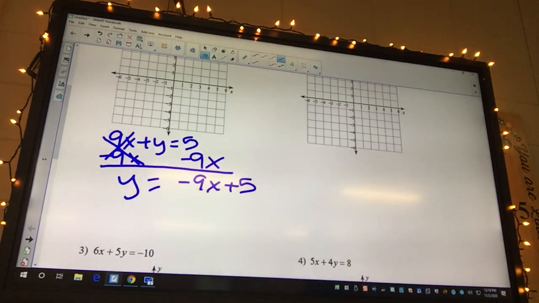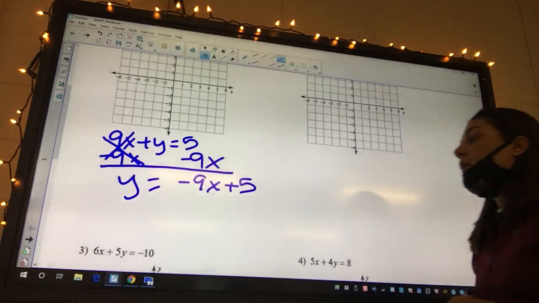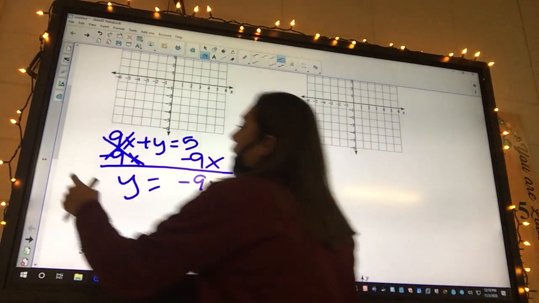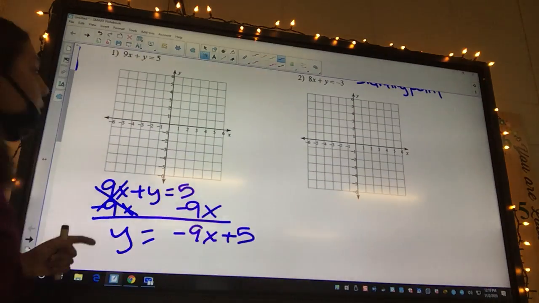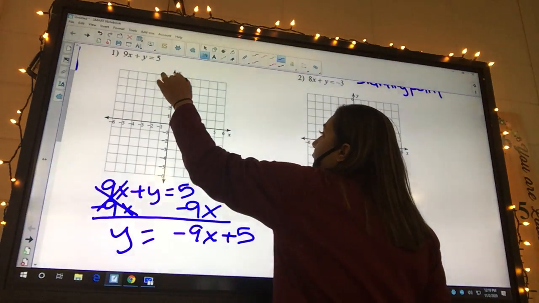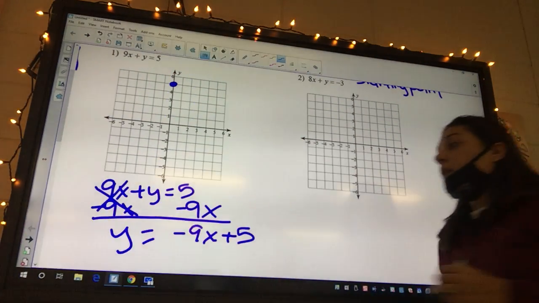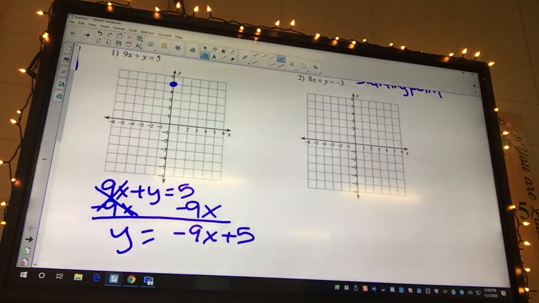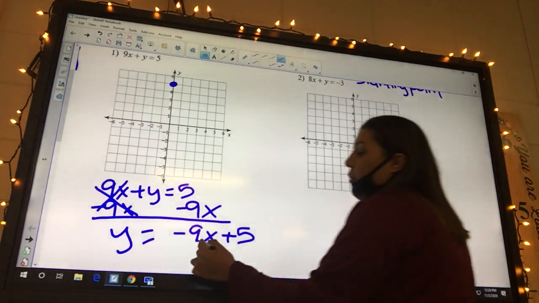And what do we graph first? The y-intercept, which is what? 1. No. 5. It's 5. So go find the y line and go to the 5 and put a dot. And then we need to graph that 9x part. Okay? Well, how do I graph the slope? Rise over run. Okay? And since this is just a 9, we can put this over 1.